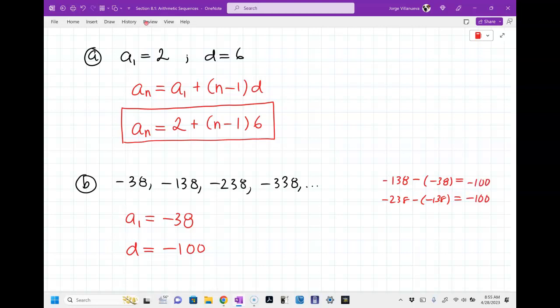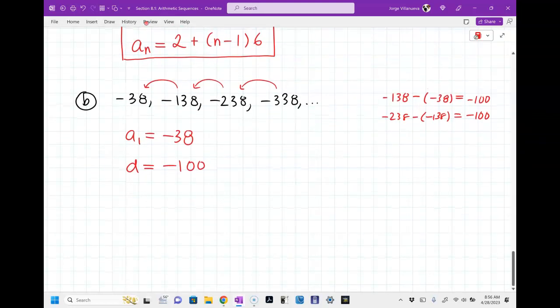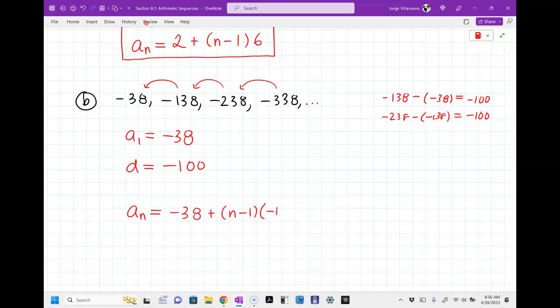So if you just take these two numbers and subtract them, or these two numbers and subtract them, or these two numbers and subtract them, you can figure out your common difference like that. And you can use your calculator, that's fine. But now that I have my a sub 1 and my d value, then a sub n is equal to negative 38 plus n minus 1 times, I'm going to put the negative 100 in parentheses so it doesn't look like I'm subtracting it, okay? So there's your explicit formula.